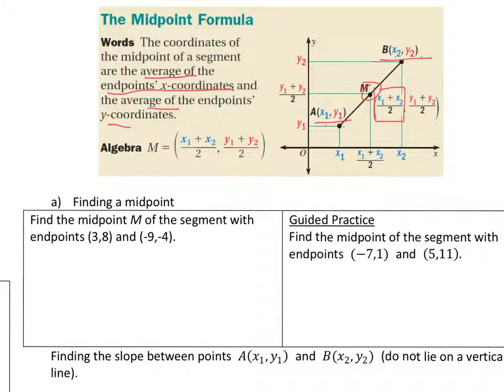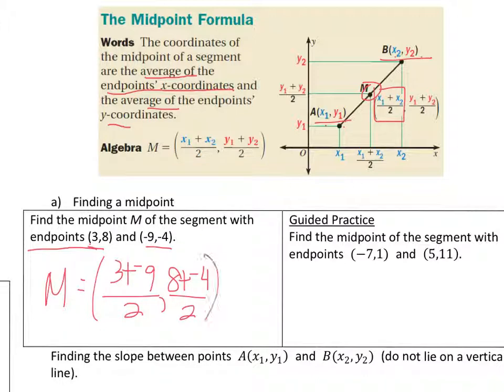So for finding a midpoint, I give you 2 endpoints. All you have to do is use this formula. So you add the x coordinates, 3 plus -9 divided by 2, 8 plus -4. You also divide by 2, and that way you get 3 plus -9 is -6 divided by 2 is -3. 8 plus -4 is 4 divided by 2 is 2.